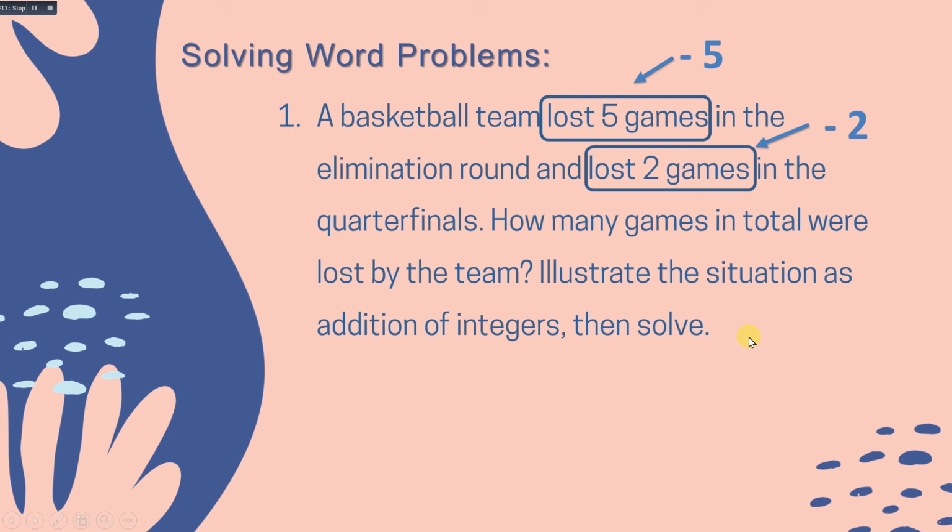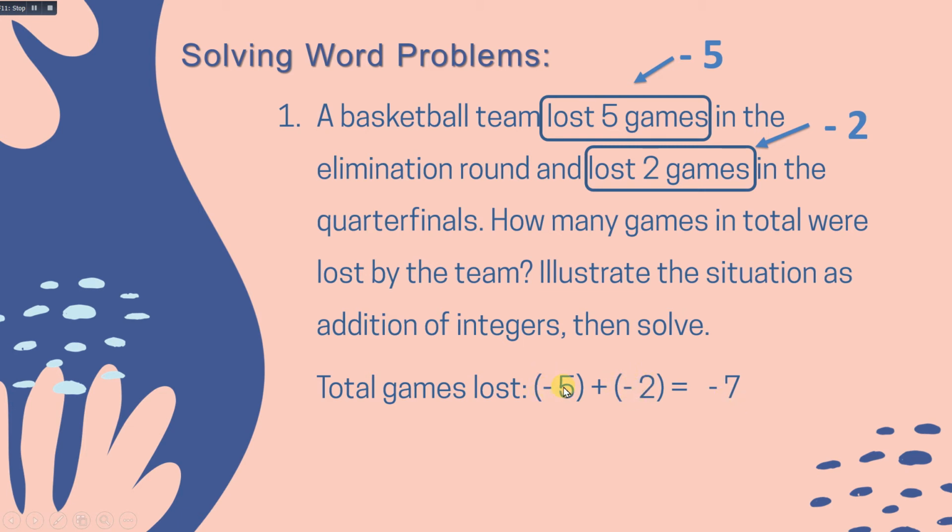Okay, my answer would be negative 7. To answer this one, you just need first to get the absolute value of 5 and the absolute value of 2. You just need to add both, which is 7, and copy the common sign, which is the negative. That is why the answer is negative 7. My conclusion, the team has lost 7 games in the basketball tournament.